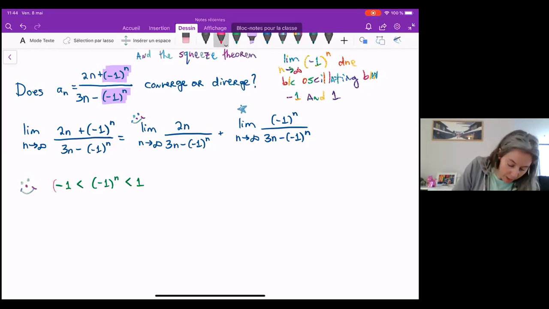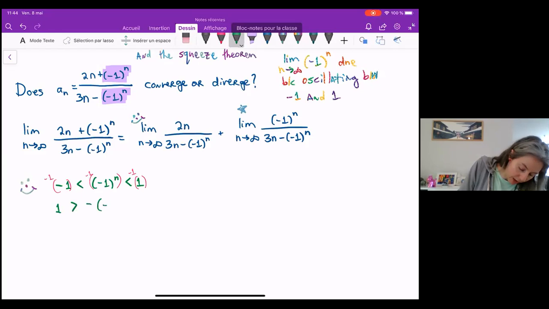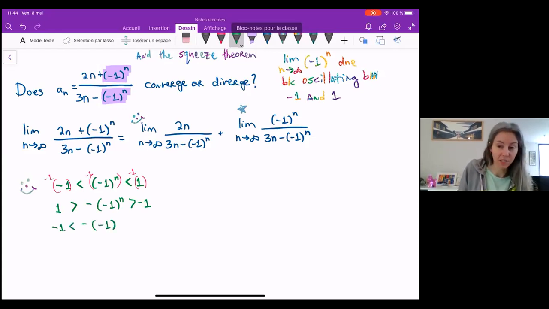Then we're slowly going to build back up to the thing that we have there. So first I'm going to multiply by -1, since we're subtracting (-1)^n. That's going to give me 1 is greater than -(-1)^n is greater than -1, because this changes the signs. Notice we actually end up right back where we started. That's because -(-1)^n is just like (-1)^(n+1), so it's really the same thing. Still oscillating between -1 and 1.